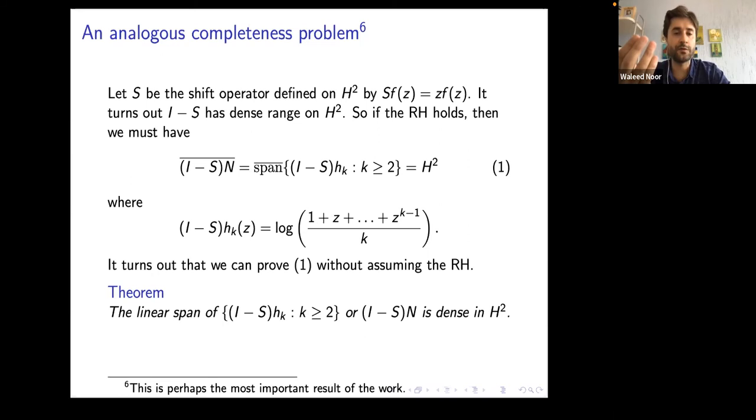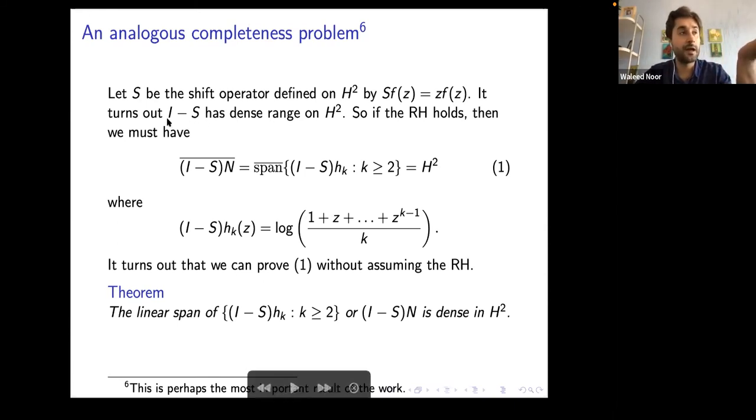So the first thing we notice is that if we let S be the shift operator on H2, what is the shift? It is multiplying by the independent variable Z. If you multiply the function by Z, it is the shift, the most important operator perhaps in operator theory, the simplest operator. It appears in many areas of mathematics, in dynamical systems, in ergodic theory. So it turns out that identity minus S has dense range in H2.